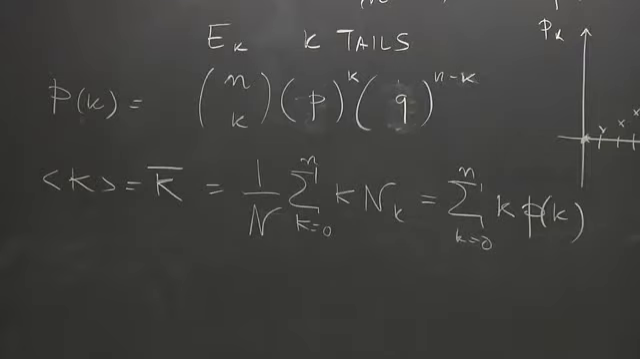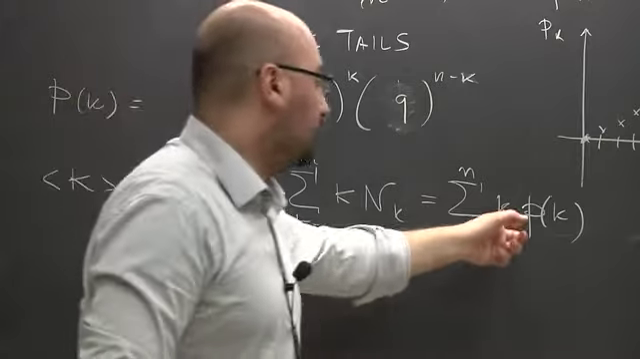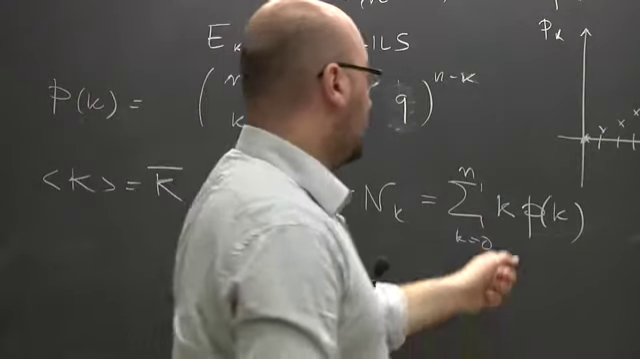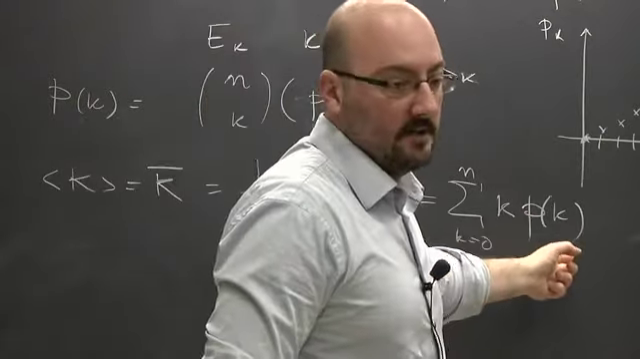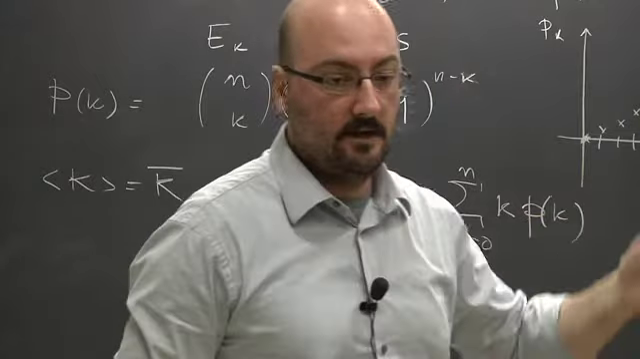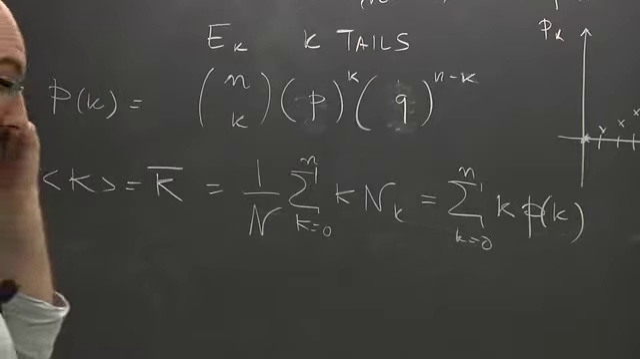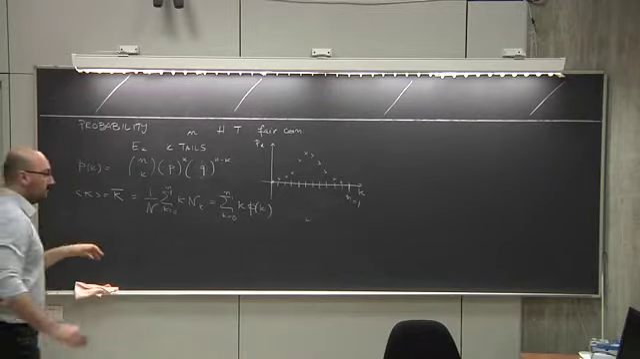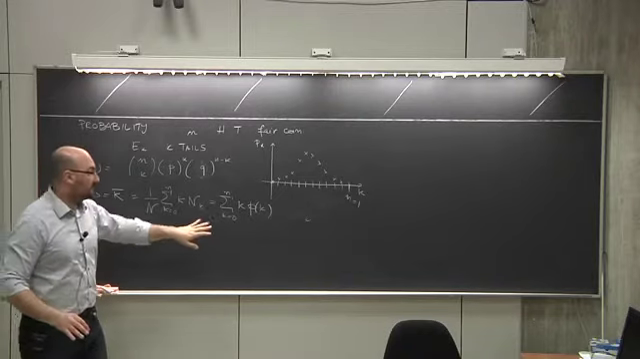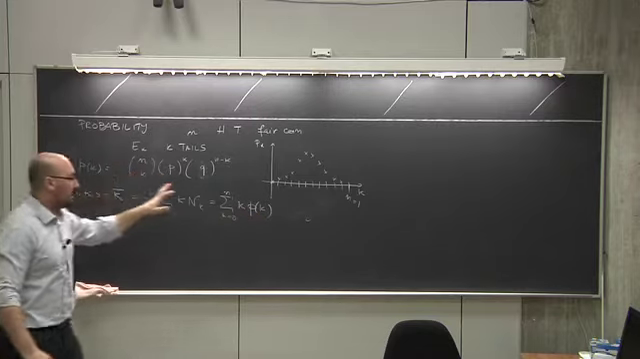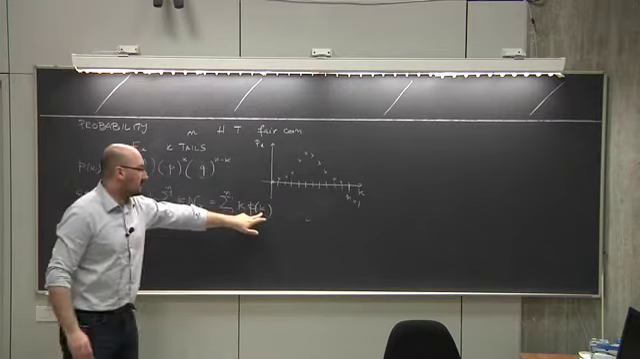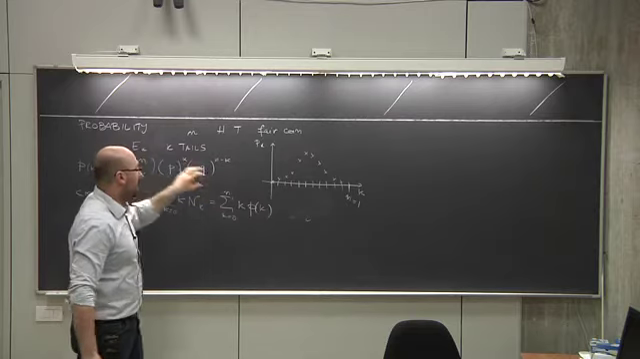Okay? So what's the average value of k? Well, I have to multiply k by the probability of having k and sum over all the possible k's. This is always like this. If I have a probability of a number of an object, in this case, this event is described by.